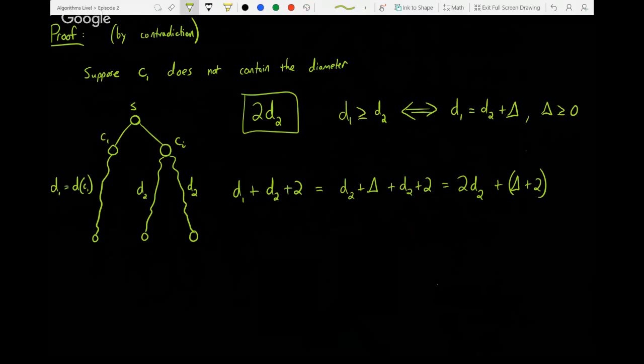And so what you realize is this is a positive integer. It's going to be greater than or equal to 2 because delta is greater than or equal to 0. So I have some residual left over, and that's definitely strictly greater than 2D2. In other words, this path that I built is strictly greater than the diameter. And I said that this was the diameter, so clearly I have a contradiction. And I've just proved that it must be down my deepest subtree.